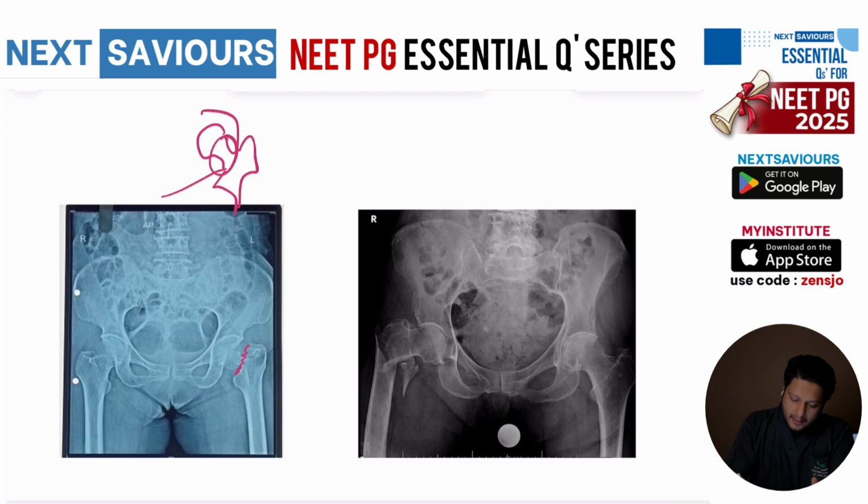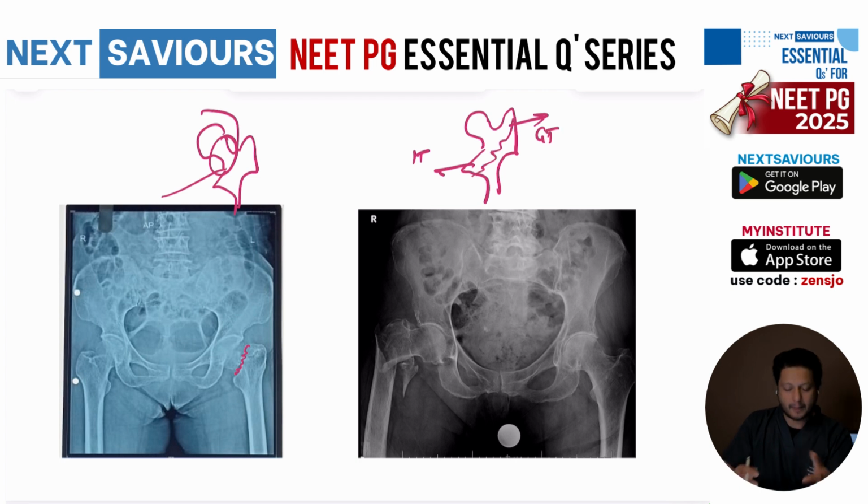On the other hand, the intertrochanteric means in between the two trochanters. That means lesser trochanter and greater trochanter. If there is a fracture happening at this site, intertrochanteric region, then it will be called as intertrochanteric fracture. Now, intertrochanteric fracture is extracapsular, and based on this anatomical perspective, it is going to be presenting with different complications. Now, let us start with the clinical presentation.